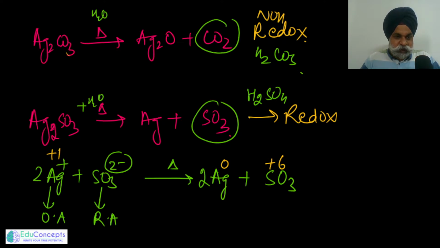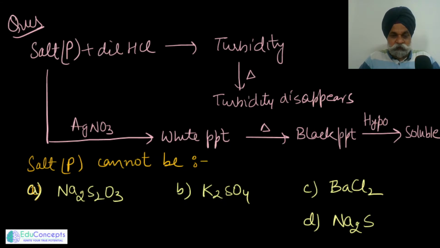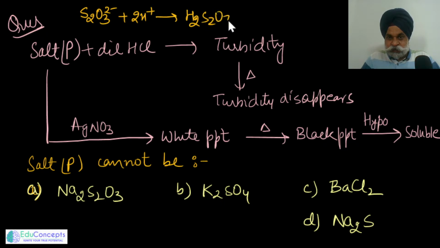Moving on to the next problem. In this problem, what we are able to see is salt P is treated with dilute HCl and turbidity appears, which on heating disappears. So as soon as you get this turbidity viewpoint, immediately one thing should come, because we did so many questions in the last video also, that sulfite ion, thiosulfate ion, when treated with H positive, gives you sulfurous acid, thiosulfuric acid, which on heating changes to sulfur plus H2SO3.